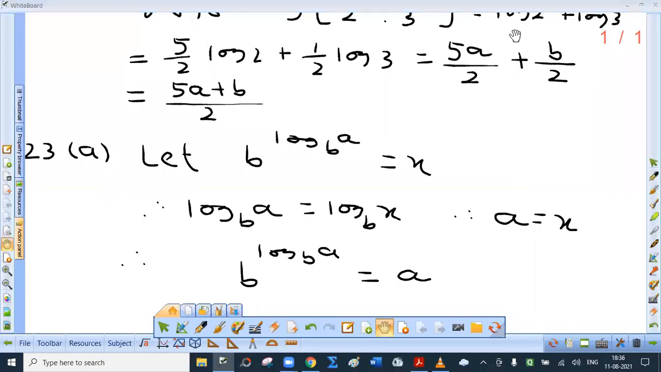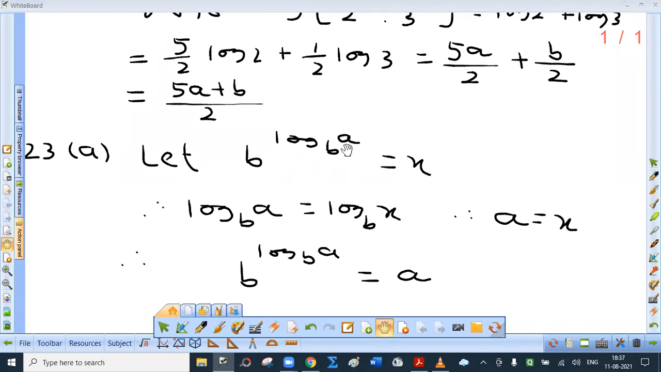23rd, prove that. Let me explain the first part. Actually, we have already proved this, but once again, b raised to log a to the base b, we have to prove that it is a. See, here base is b, base of logarithm is also b. Then what is the answer? Logarithm of which number? a. So a is the answer.